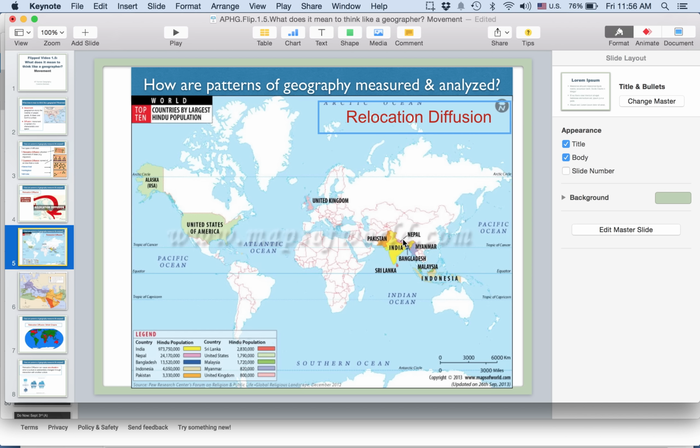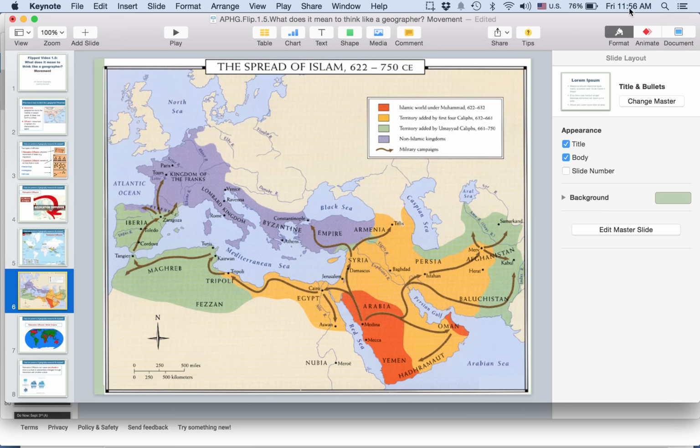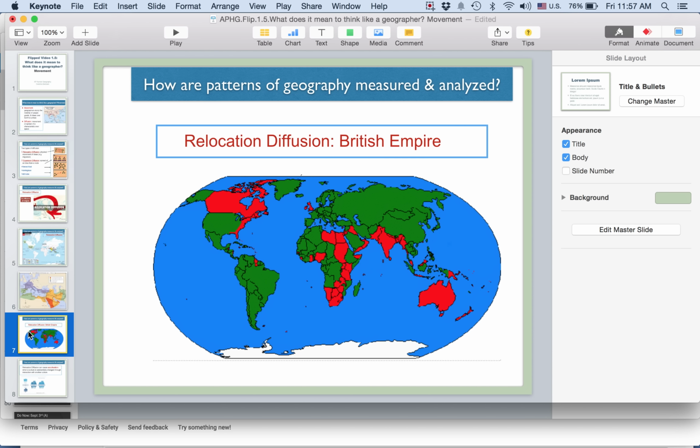And that's an excellent example just of relocation diffusion, people physically moving and bringing that faith with them. Similarly, the spread of the Islamic traders all across the Trans-Sahara trade and through the maritime trade began to create what we now know as the Islamic world, or what was known then as the Islamic world, but still to this day is a large concentration of Muslim faith.